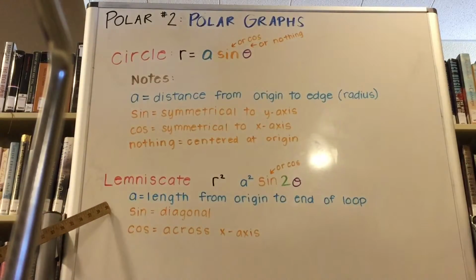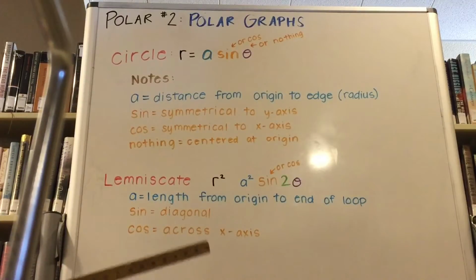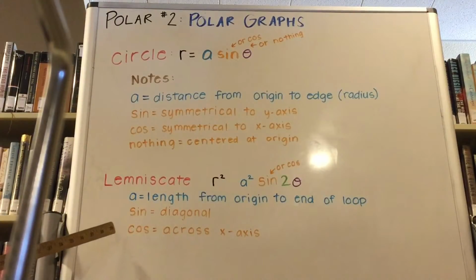If you have sine, your graph is diagonal, so it does not touch any of the axes. If it is cosine, it is across the x-axis, so the graph is symmetrical over the x-axis.